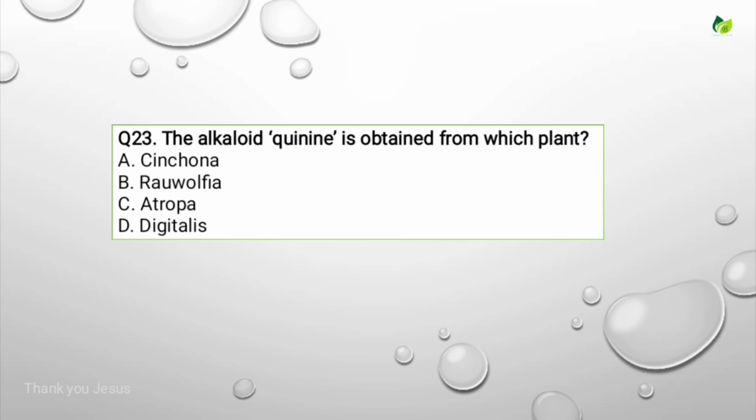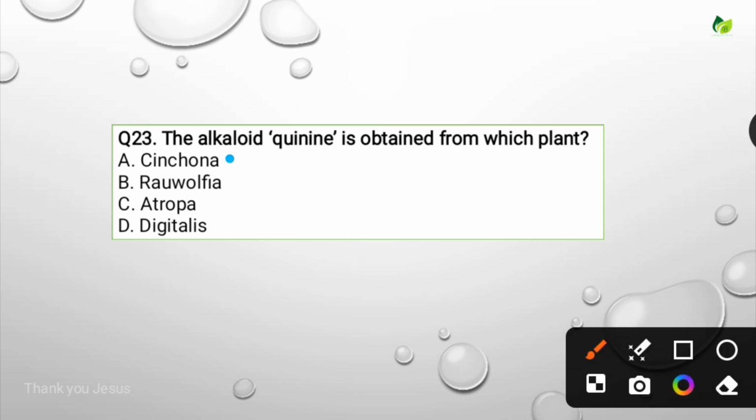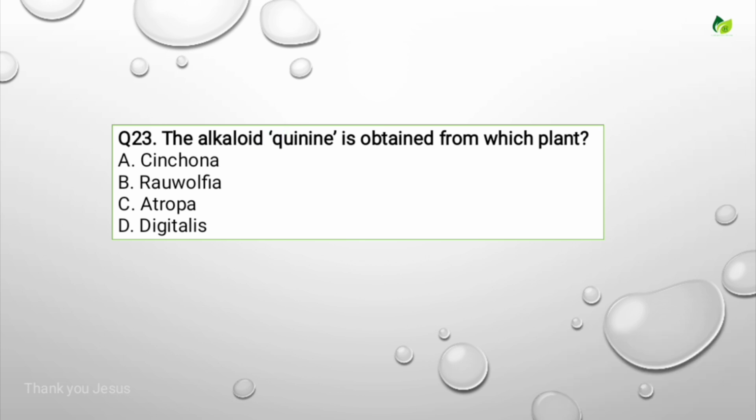The alkaloid quinine is obtained from which plant? Options are Cinchona, Rauwolfia, Atropa, Digitalis. So for this, the correct answer is Cinchona. Let's see the next question.